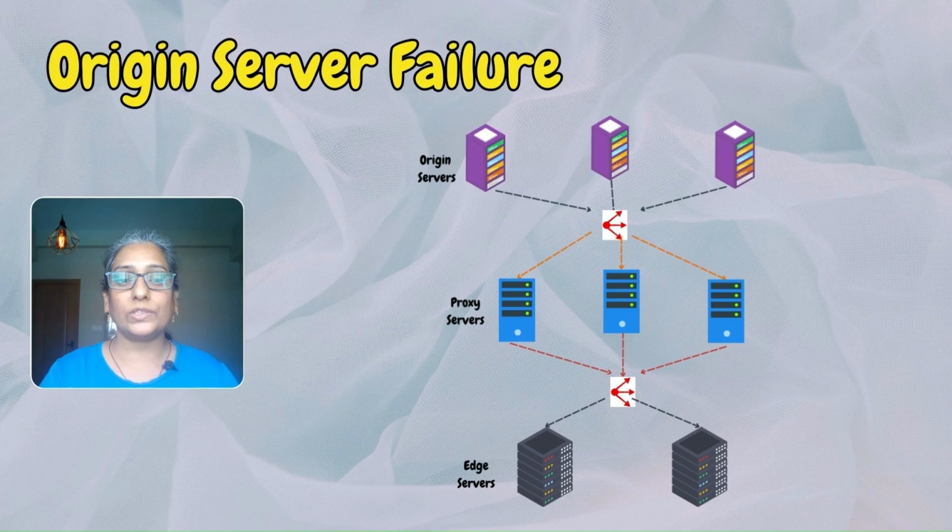The origin server stores the original content. In case of an origin server failure, the other origin servers within the CDN infrastructure take on the additional load. The content is typically replicated across multiple origin servers, ensuring redundancy and fault tolerance.